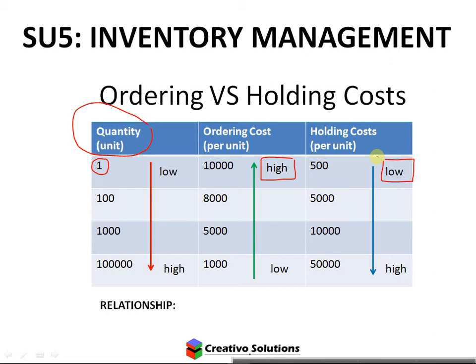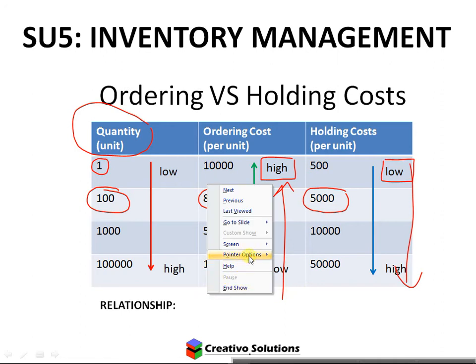But what happens if I increase my number of units? Ordering cost starts to decrease. Holding costs start to increase. You can see the one is going in that direction, the other in that direction. So what is the relationship? Is it linear?